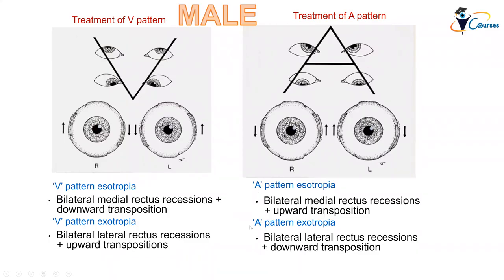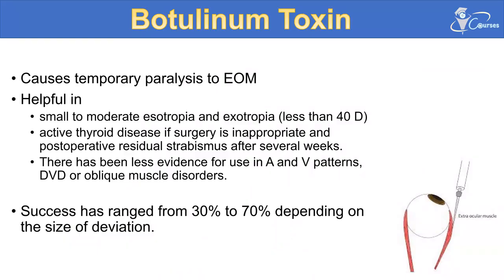Okay, so finally, the last line for management of strabismus will be the botulinum toxin. What is the idea of botulinum toxin? It causes a temporary paralysis of the extraocular muscles. So we inject it into the extraocular muscles in order to temporarily paralyze them. Which cases will benefit most from the injection? It is usually helpful in small to moderate exotropia and esotropia, less than 40 prism diopters, because more than this, it is unlikely that the injection alone will be effective.